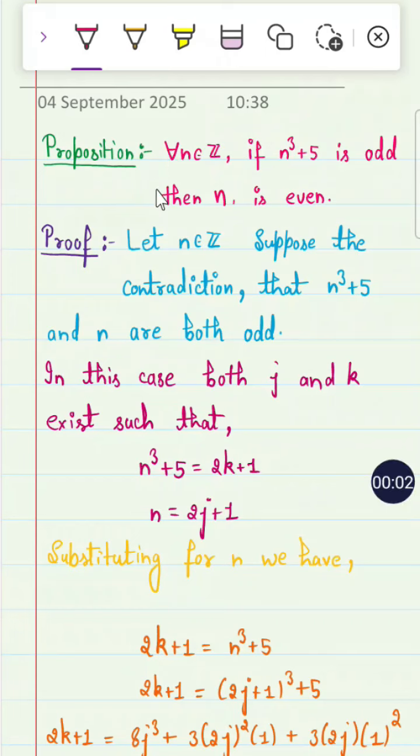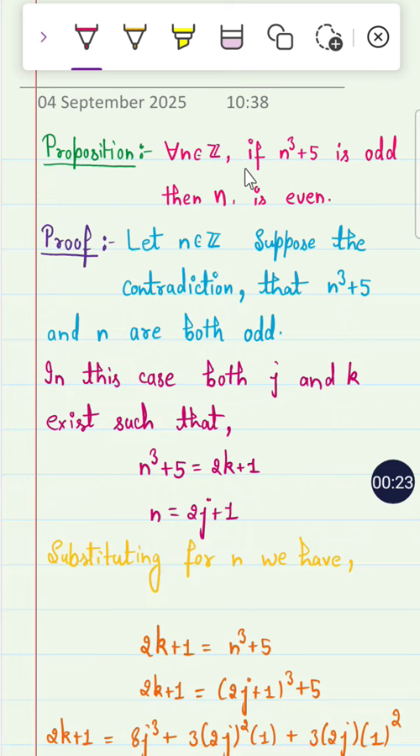Now, today we have discussed the contradiction method. What is the use of the contradiction method? We have discussed the induction method earlier. In the contradiction method, we assume some contradicting fact. Then we prove that this contradicts the fact that we have assumed.